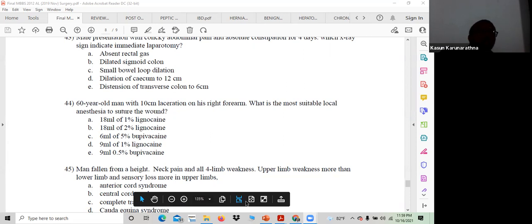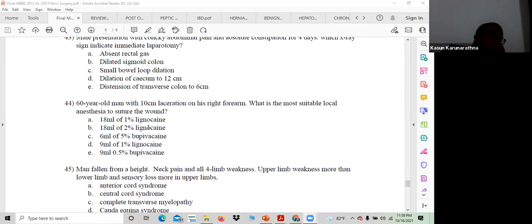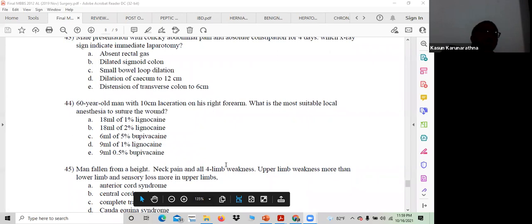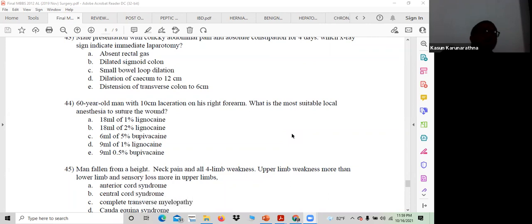What do you mean by 1% lignocaine? What do these percentages mean? 1%, 2%. 1% means 100 ml contains 1 gram. In 2%, 100 ml contains 2 gram, right? What we usually give is 1% lignocaine, right? There you get 1 gram in 100 ml. That means 1000 milligram in 100 ml. So 1 ml contains 10 milligrams, right?